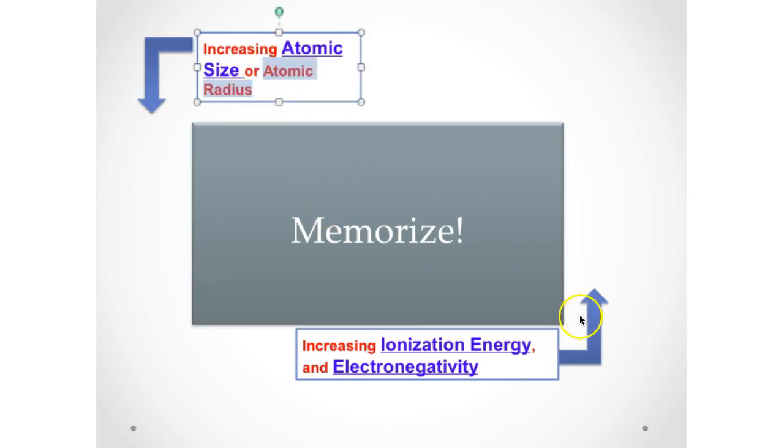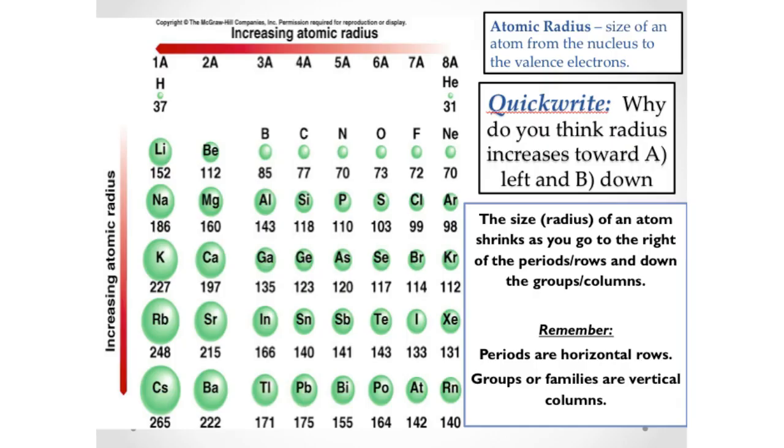And then as you move to the right and up, two things increase: the ionization energy and electronegativity, which we'll talk about later. All you have to do is memorize this for now. We're going to talk about atomic radius first, and then ionization energy, and lastly electronegativity. But for now, just know that as you move to the left and down, the size of the atom gets larger, and as you move to the right and up, the electronegativity and ionization energy increases. So those are just patterns that we tend to see.